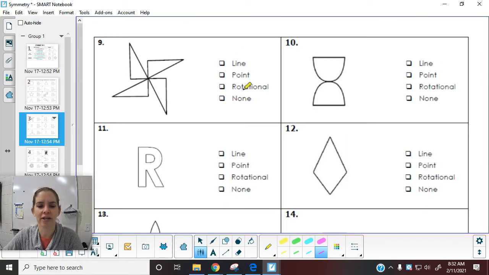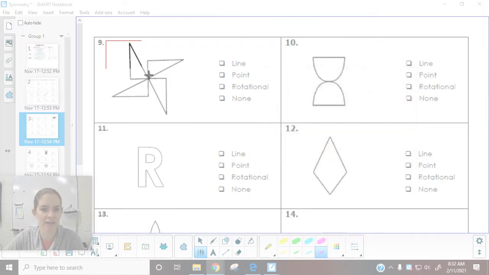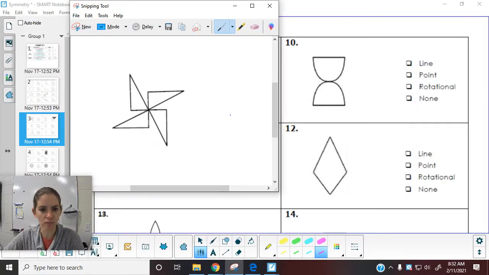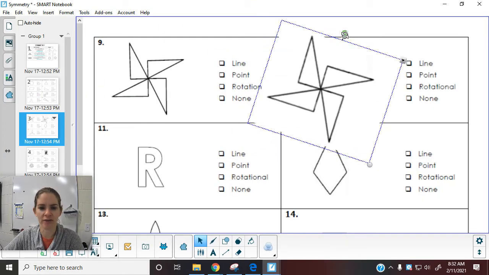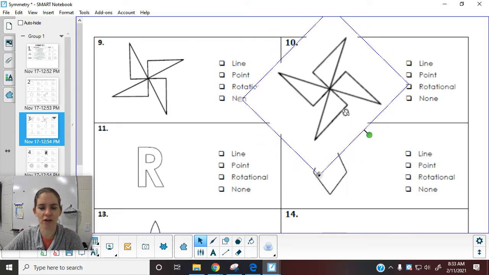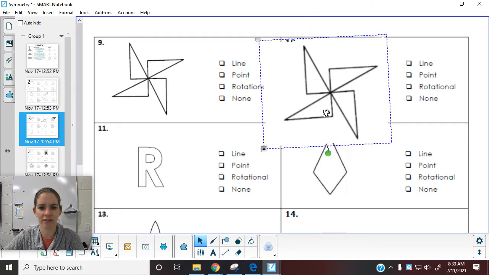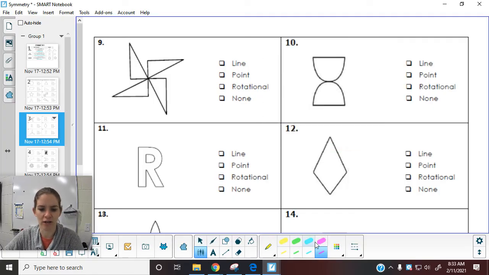Okay, so now when we look at number 9, I'm going to go through a couple of these with you here. I'm going to cut and paste number 9 just so you guys can make sure you see this one. If we spin it, it looks the same before we get back to the original, so we know we have point. However, it does look the same upside down as well, so we know that we do have rotational as well. So we can do point, rotational.